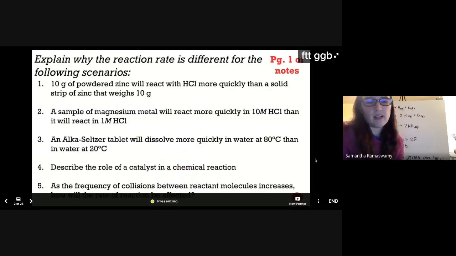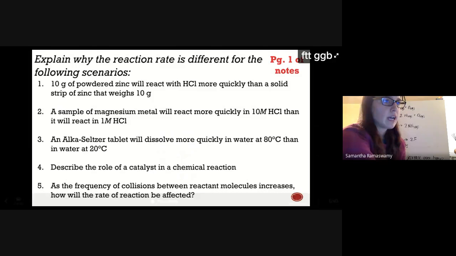Again, we're just going to go through one by one. So what I want you to do is just focus on number 1. Explain why the reaction rate is different if we have 10 grams of powdered zinc versus 10 grams of a strip of zinc. So why would 10 grams of powdered zinc react with HCl more quickly than a solid strip of zinc that weighs 10 grams?